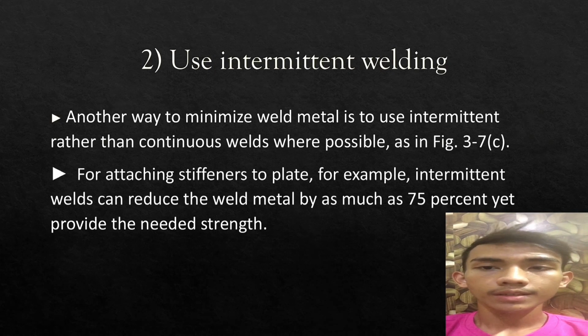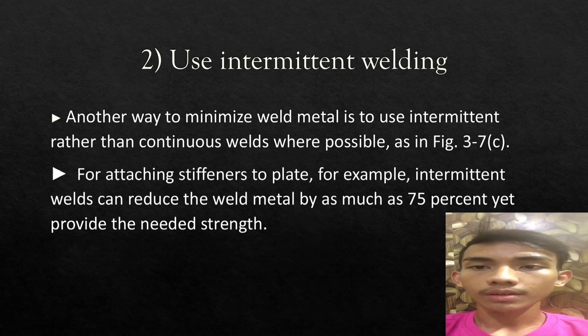Number 2 is use intermittent welding. Another way to minimize weld metal is to use intermittent rather than continuous welds where possible, as in figure 3-7c. For attaching stiffeners to plate, for example, intermittent weld can reduce the weld metal by as much as 75% yet provide the needed strength.